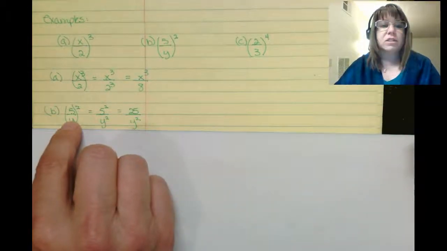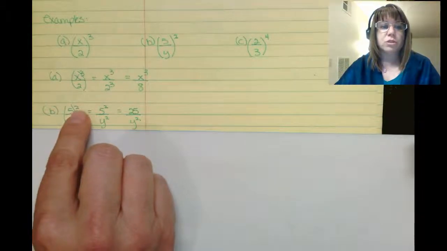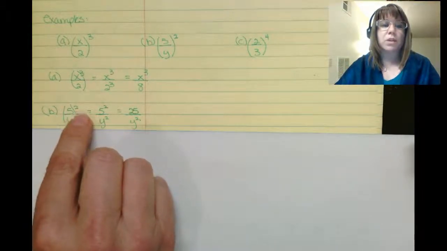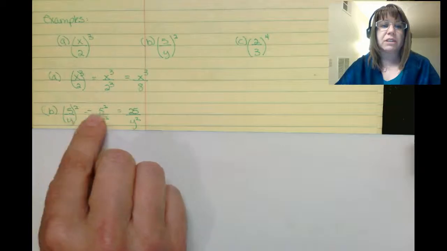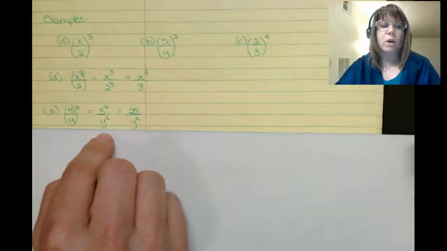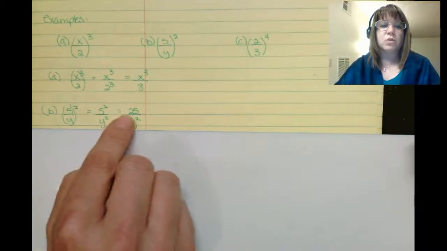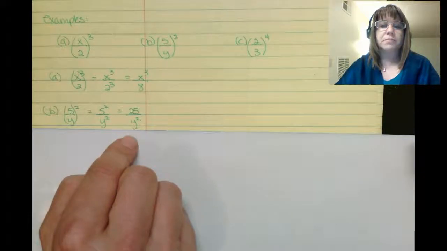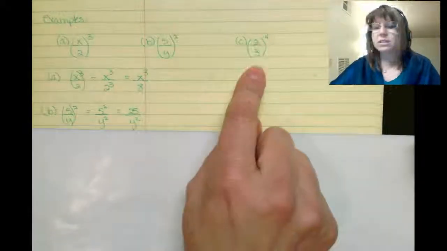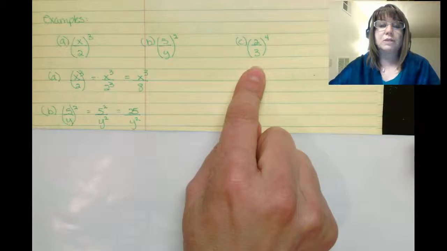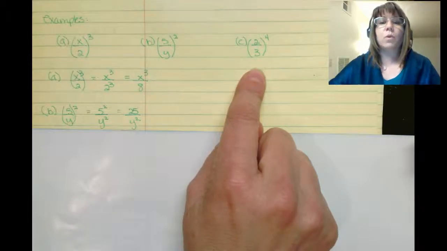5 over y all squared. We distribute the 2nd power to both the numerator and the denominator, leaving me with 5 squared over y squared. 5 squared is 25 over y squared. Now I'm going to leave that last one for you to do for your class problem. So I want you to bring me back what the answer is to 2 over 3 to the 4th power.